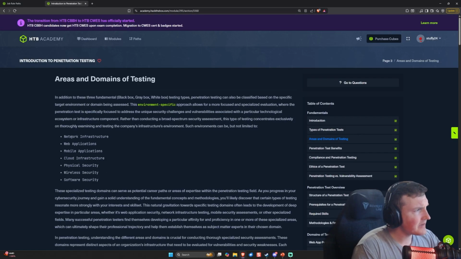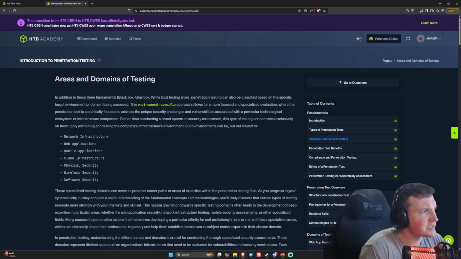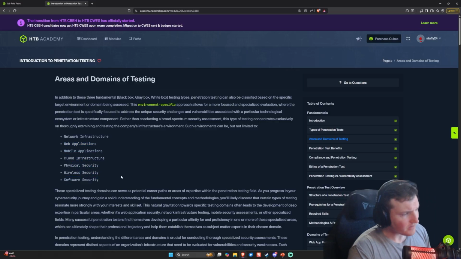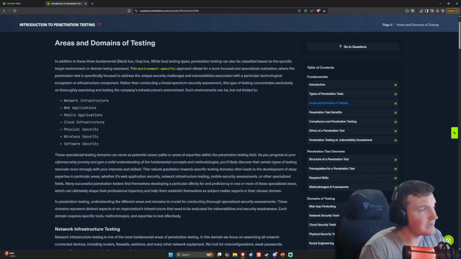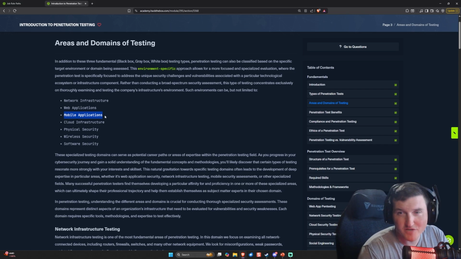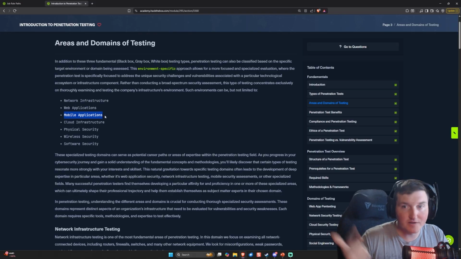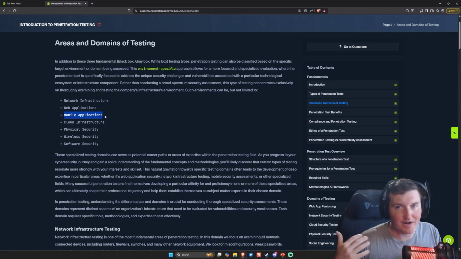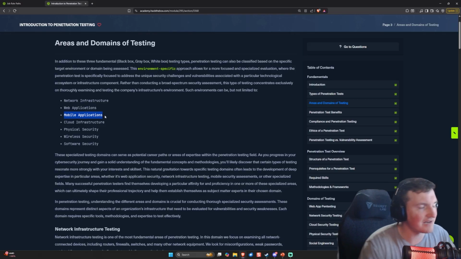Areas of domain: network infrastructure, web apps, mobile apps, cloud infrastructure, physical, wireless, and software. Now, one thing I'll say is you're probably not going to run into a whole bunch of mobile application pen testers. You might. I'll say you don't run into a bunch of them because it's not as on demand. Most of them, like Android, Apple, they have them, but I'm not going to hire you for my company to pen test my phones. Not typically.